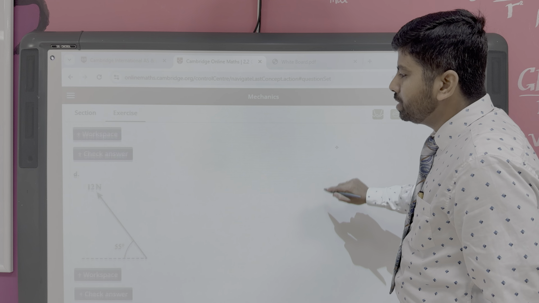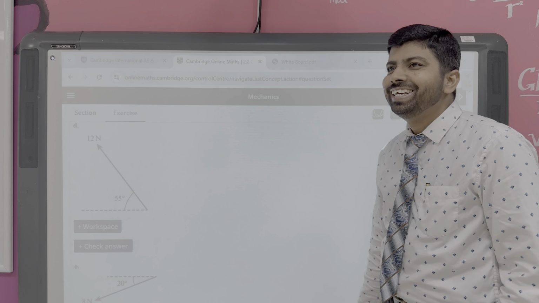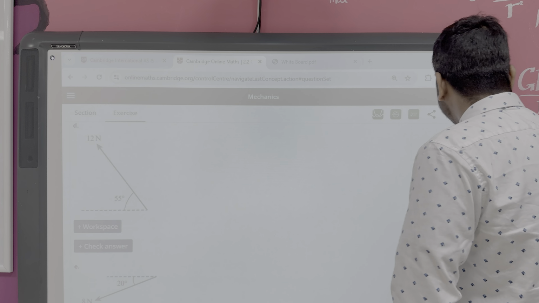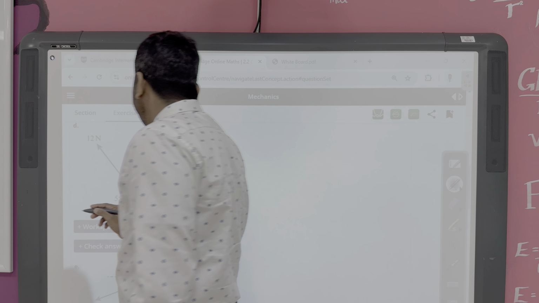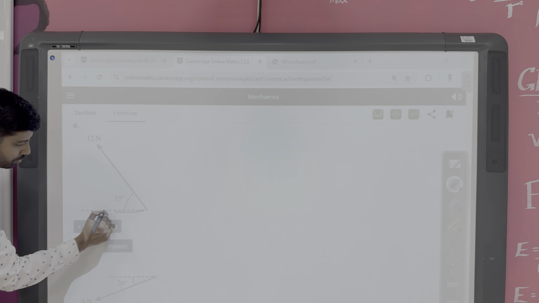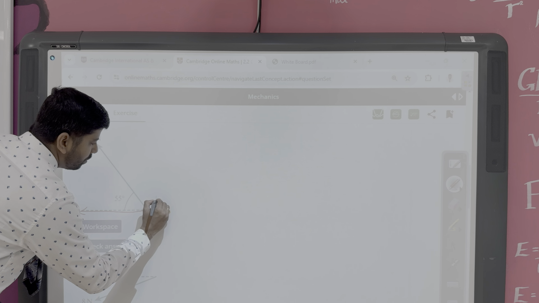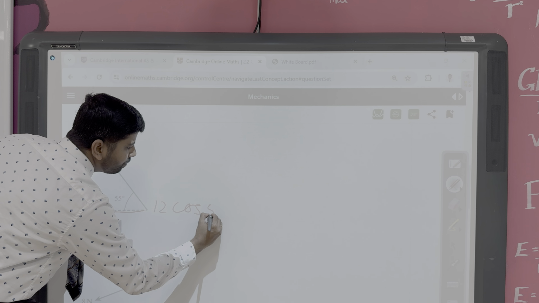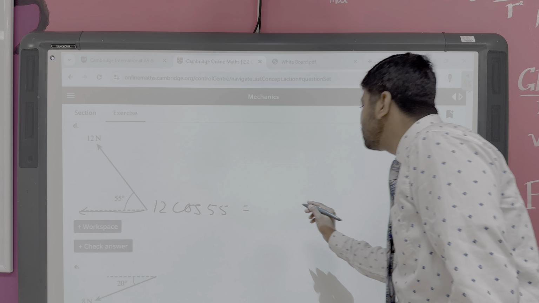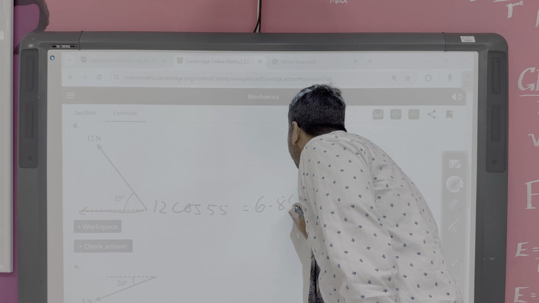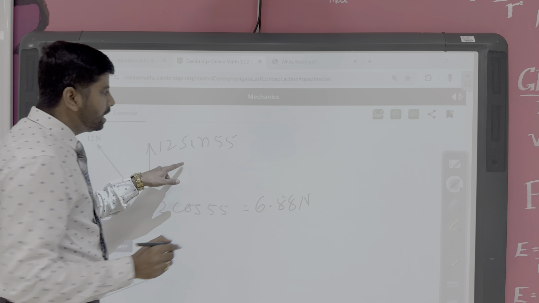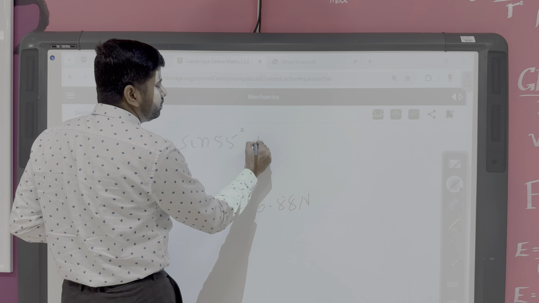Shall we go to the next question? Same thing. One more question is here. What can we find out? Its horizontal component. How much will it be? I can write here about 12 cos 55. On the calculator, 6.88 Newton. Yeah, 12 sine 55 degree. How much will it be?